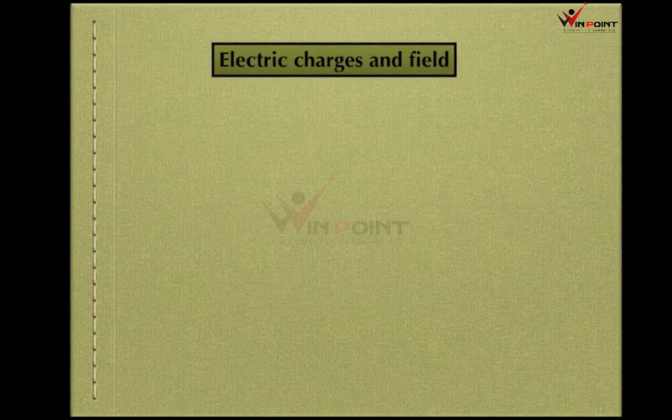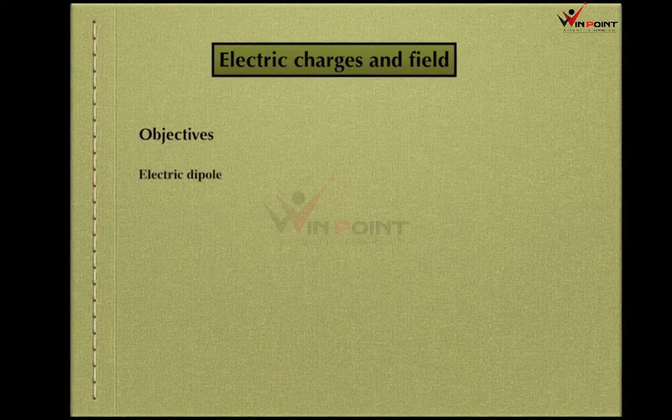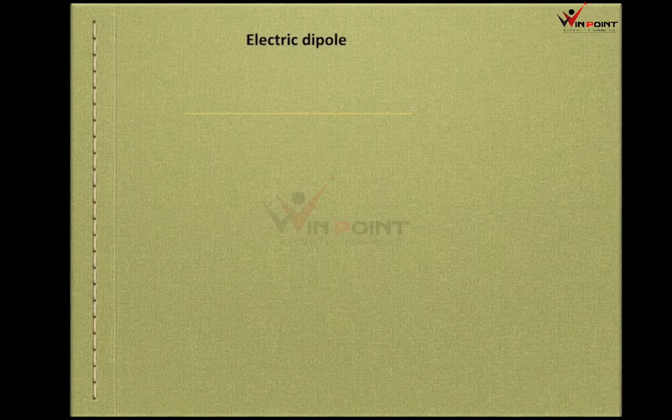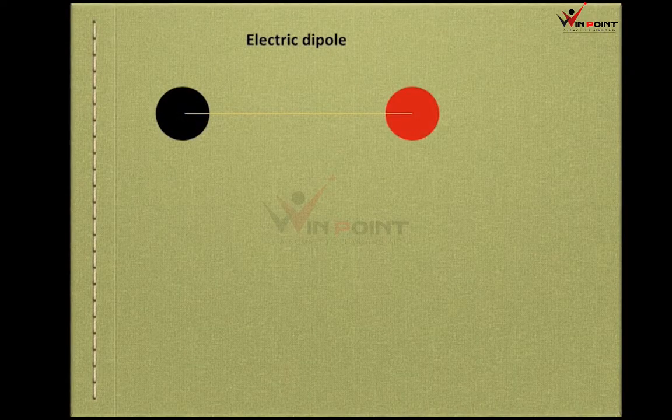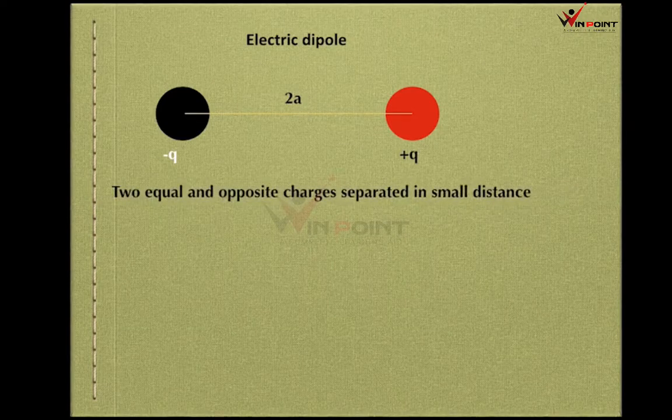Now we are going to discuss electric dipole. Electric dipole is the arrangement of two equal and opposite charges at a small distance. Here the two equal charges are minus q and plus q, and the small distance is 2a. Two equal and opposite charges separated by a small distance: this arrangement is called an electric dipole.